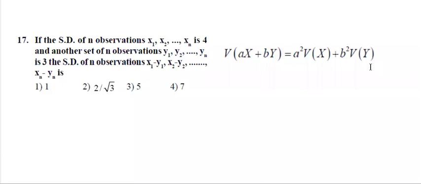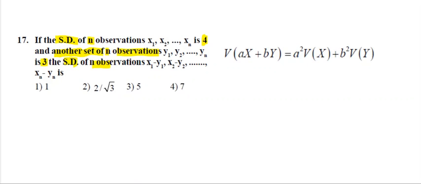Previous class level 2 problems were completed up to 16. Now this is the 17th question. Read the question, what they are given. Standard deviation of n observations is 4. Another set of n observations is 3. Then standard deviation of n observations x1 minus y1, x2 minus y2, like that.